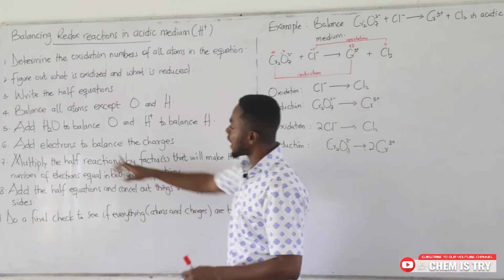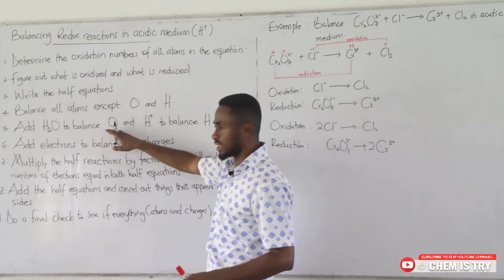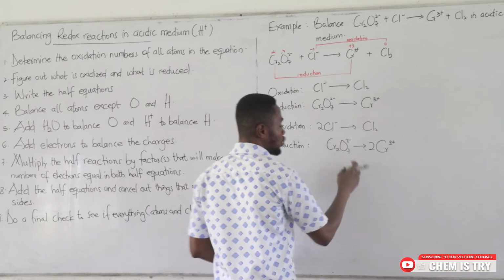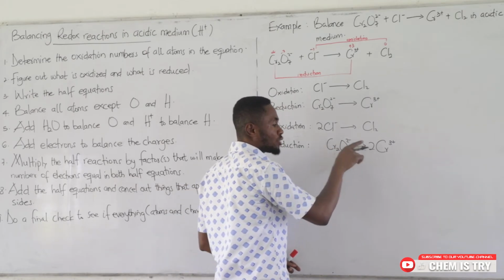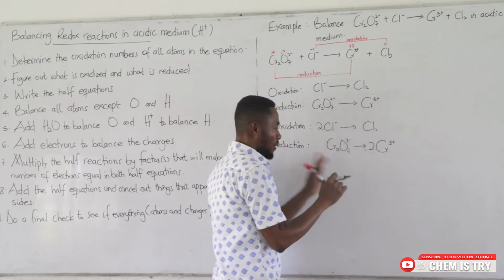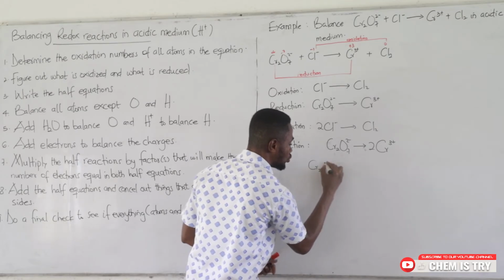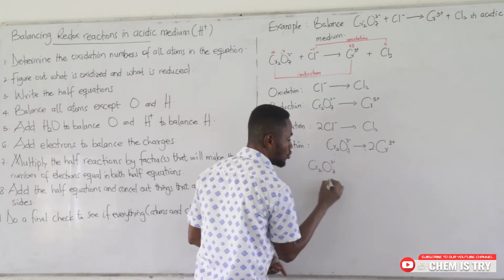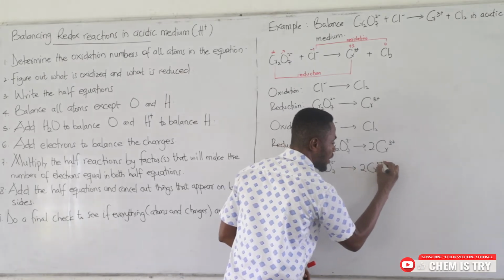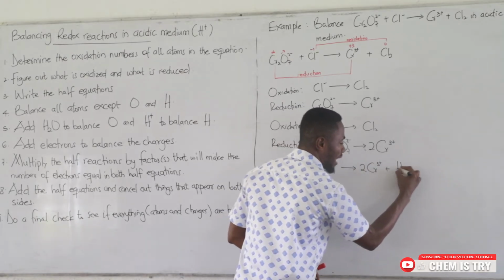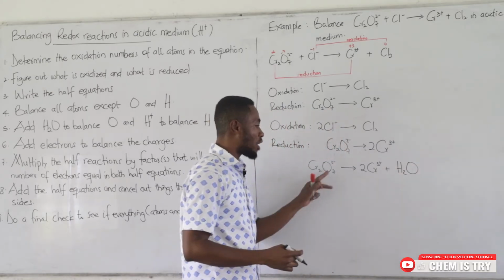Now, the next step, step 5, add water to balance oxygen. Now we have oxygen over here. So to balance the oxygen, we will add water to the product side, not the reactant side, the product side. So we have Cr2O7 2- going to produce 2Cr3+. Now we will add water to this side to balance the oxygen.